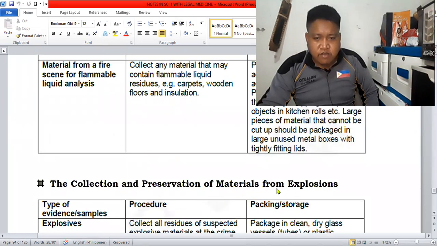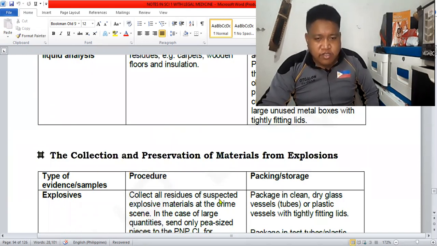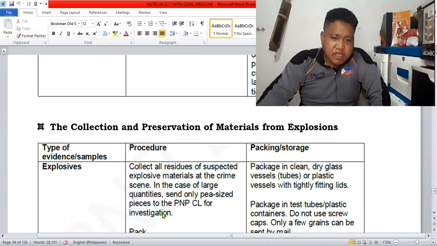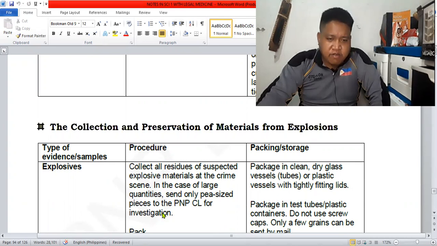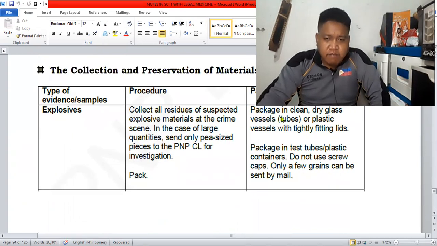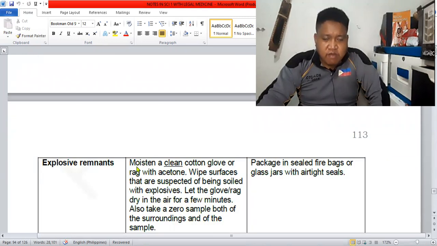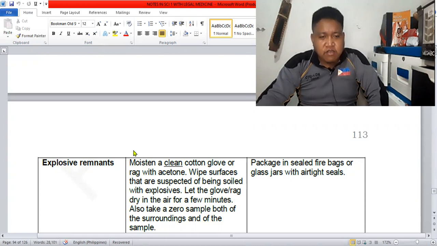Collection and preservation of materials from explosion, like bombing. Collect all residues of suspected explosive materials at the crime scene. In case of large quantities, send only pea-sized pieces to the PNP laboratory. Then package in clean, dry glass vessels. Explosive remnants, yung mga natira sa pagsabog.